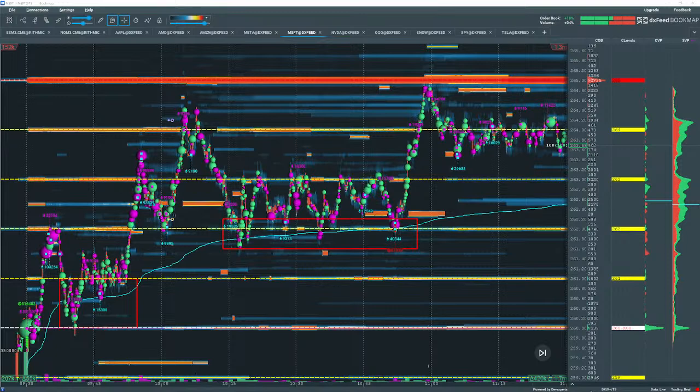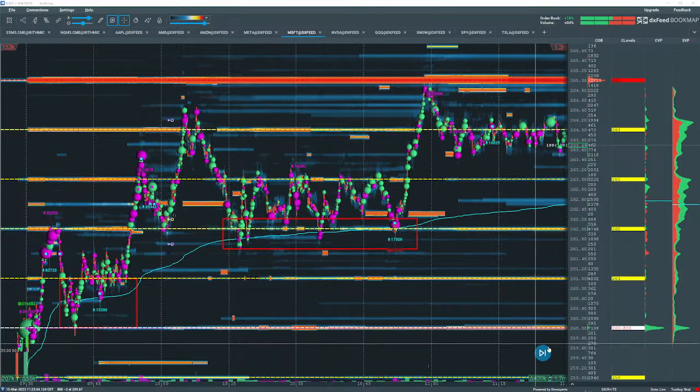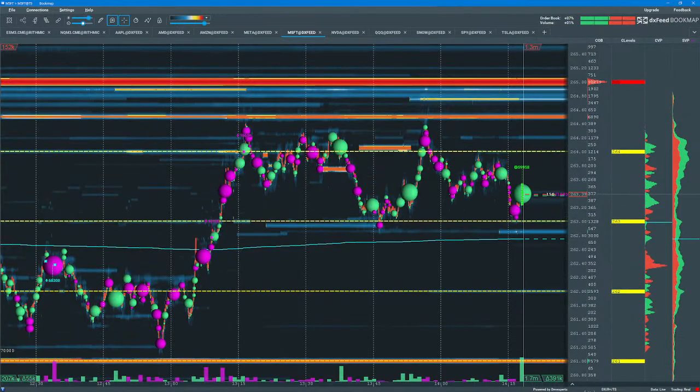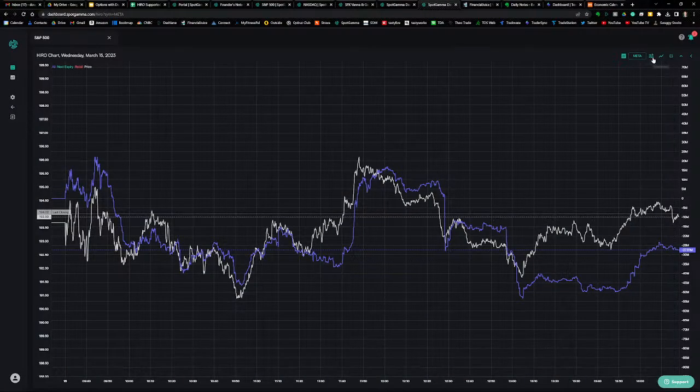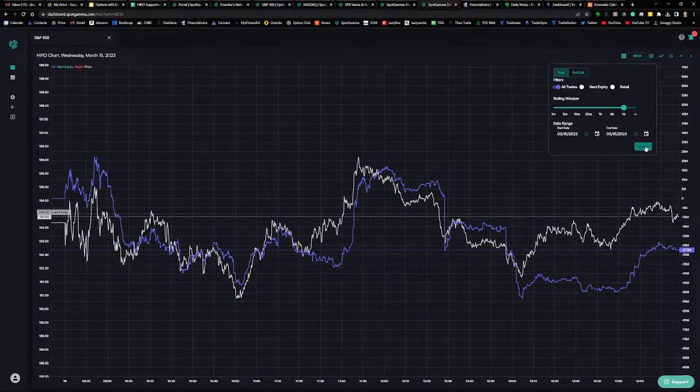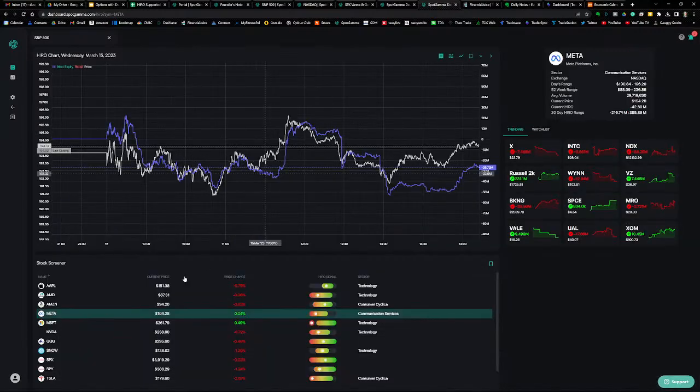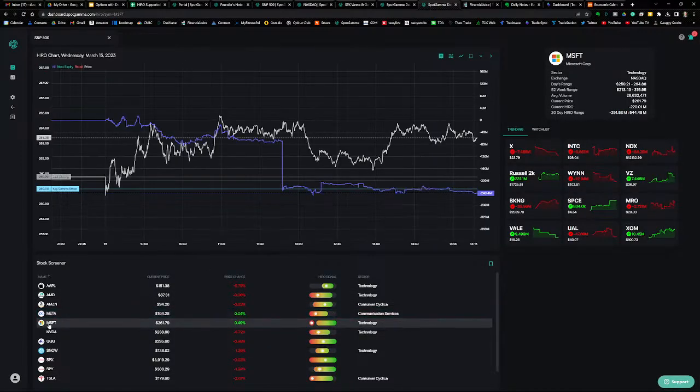So here's Microsoft, very bullish from the open. I think it was the first stock that I was watching that broke higher. All right, let's go take a look at Hero. So that's Meta. Whoops. Take a look at Microsoft.